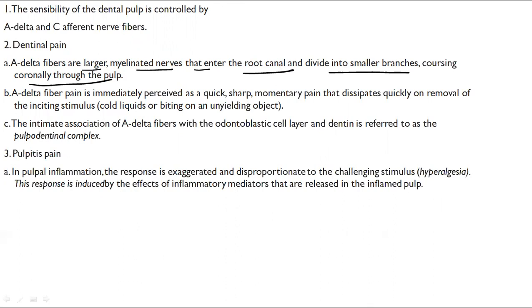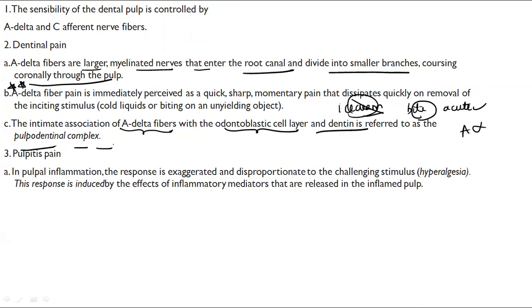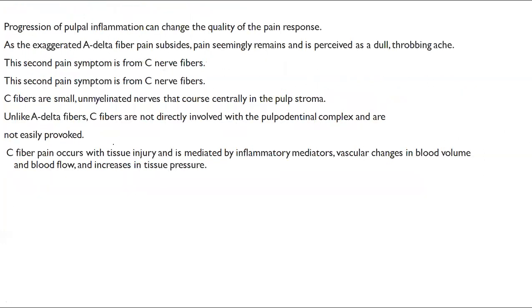Now, the sharp acute pain that you experience is mainly due to A delta fibers. When you eat an ice cream, or you bite on any object, you feel an acute pain. And then as soon as you remove the stimulus, you can see that the pain subsides. That happens because of A delta fibers. Okay. Now, the association of these A delta fibers with the odontoblastic cell layer and dentin is referred to as the pulpodentinal complex.